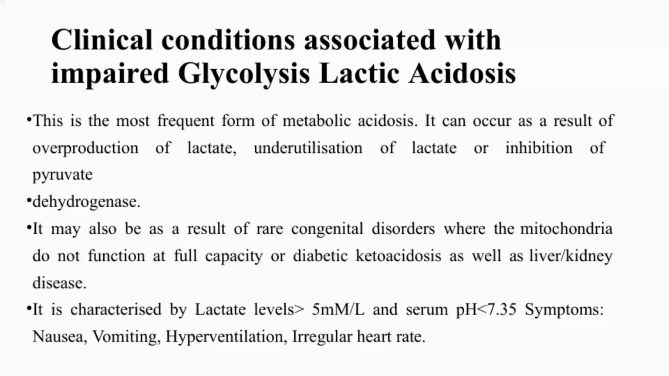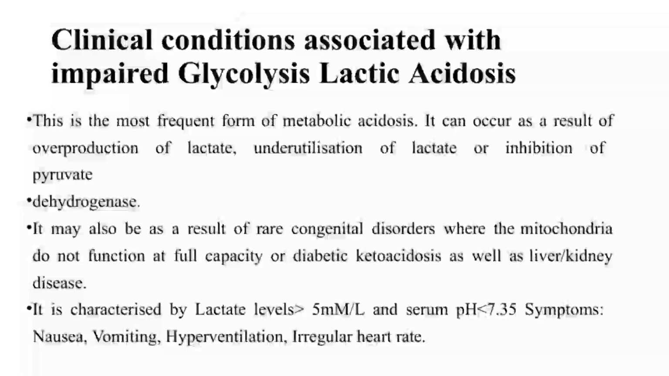It can also occur if there's inhibition of pyruvate dehydrogenase, which is a key enzyme in energy metabolism. Additionally, this type of acidosis can be caused by rare congenital disorders where mitochondria fail to function properly, or in conditions like diabetic ketoacidosis. Liver or kidney disease can also contribute to this problem. Clinically, we see that lactate levels are greater than 5 millimoles per liter, and the serum pH drops below 7.35.